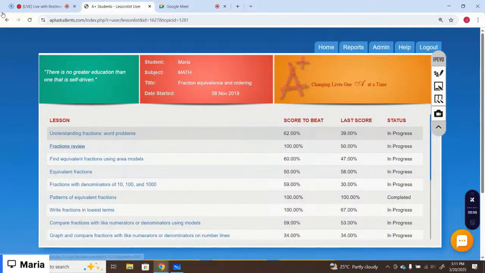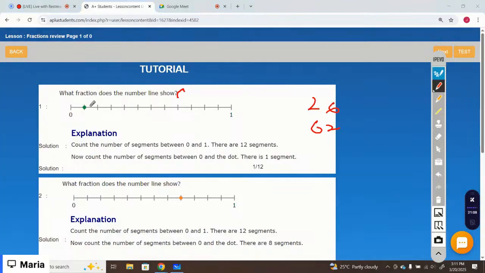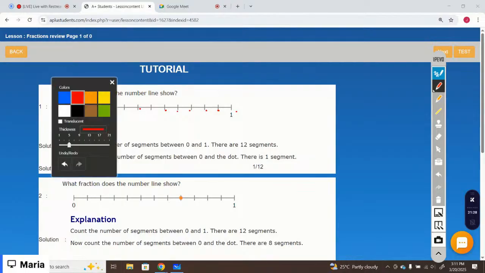The next lesson is fractions review. Let's just start with the lesson. What fraction does the number line show? So you have to see how many segments are between 0 and 1 on the number line, right? So that is 1, 2, 3, 4, 5, 6, 7, 8, 9, 10, 11, 12. So there are 12 segments. So the first one is highlighted, that would be 1 out of 12. Let's just start with the test questions.